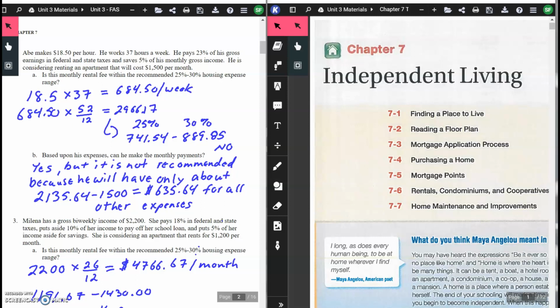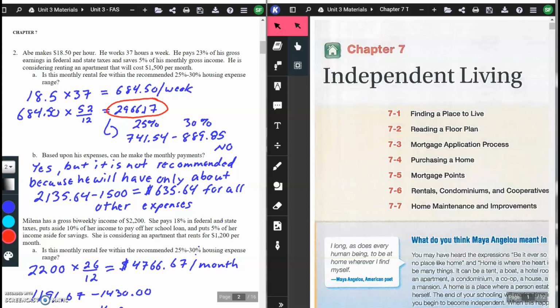So $18.50 per hour, times 37 hours per week, gives you $684.50 per week. Now you take your $684.50 per week and multiply that by 52 weeks in a year, and divide it by 12 to find out per month, because we're trying to find out how much per month. So per month, Abe makes $2,966.17.